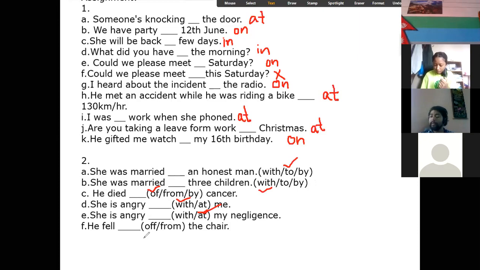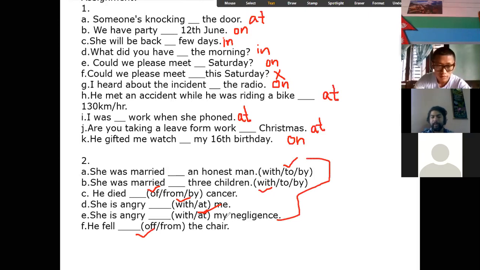He fell off the chair. I read off; the others you should remember. Angry with a person, but if you are angry at a person's behavior, it is at. Understood? For example, I'm angry at someone's carelessness. Carelessness is behavior here. But if angry with you, I'm angry with you. That was just an example. I'm not angry with you, at your behavior, right?